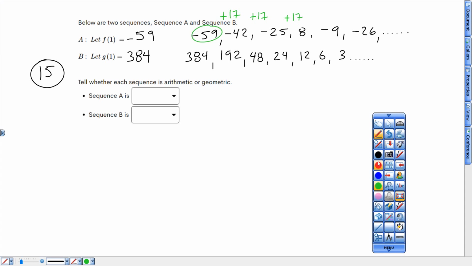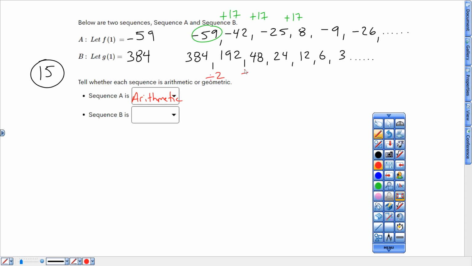Anything that's adding is an arithmetic sequence. So that's adding, subtracting, sequence A. The next one here is not adding, subtracting. Looks like 384 to 192. I'm not timesing. Looks like I'm dividing. That's what it looks like. Looks like I'm dividing by 2.